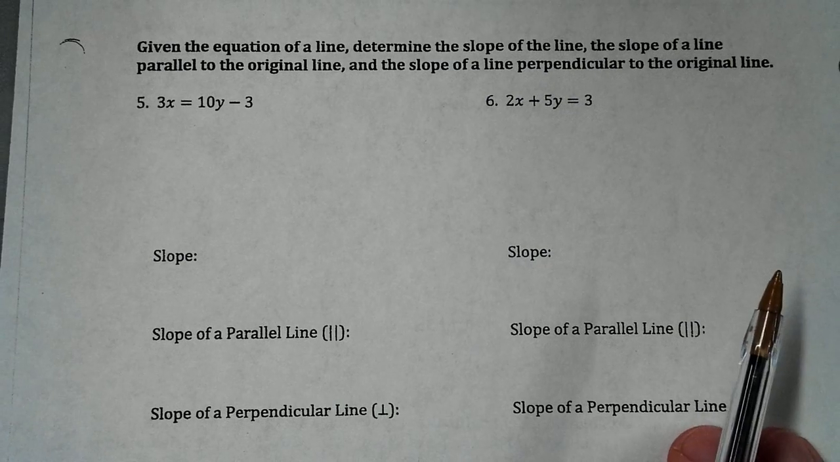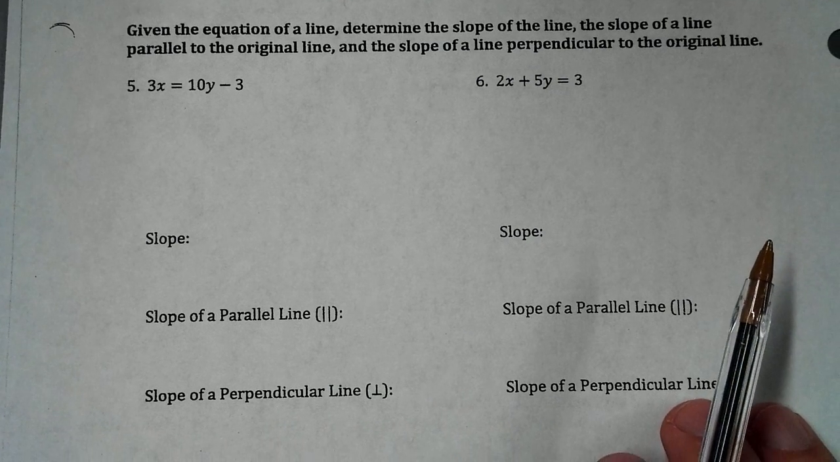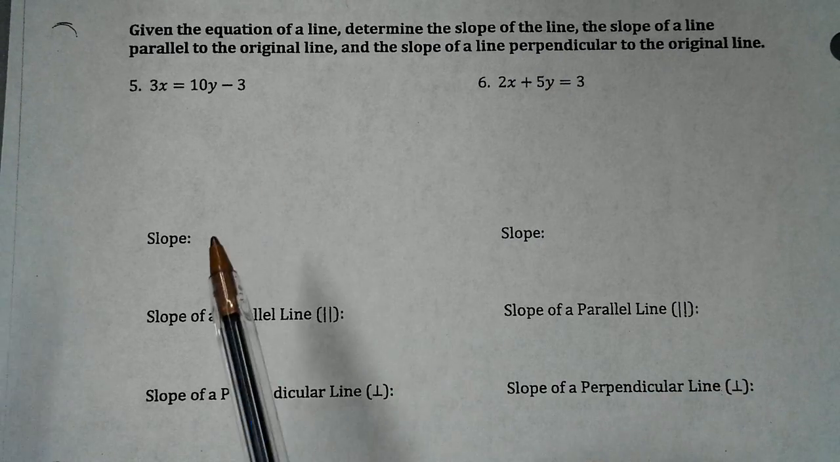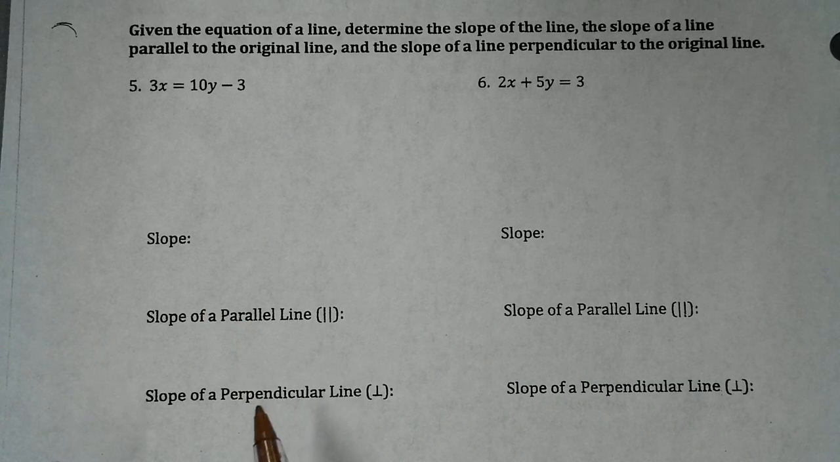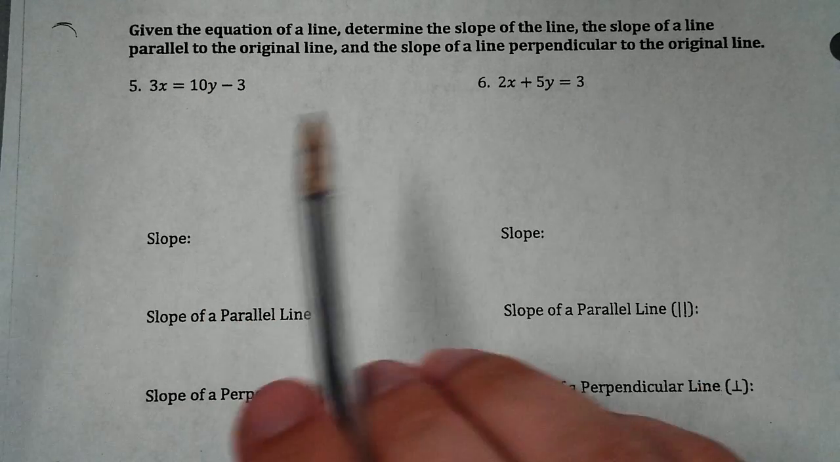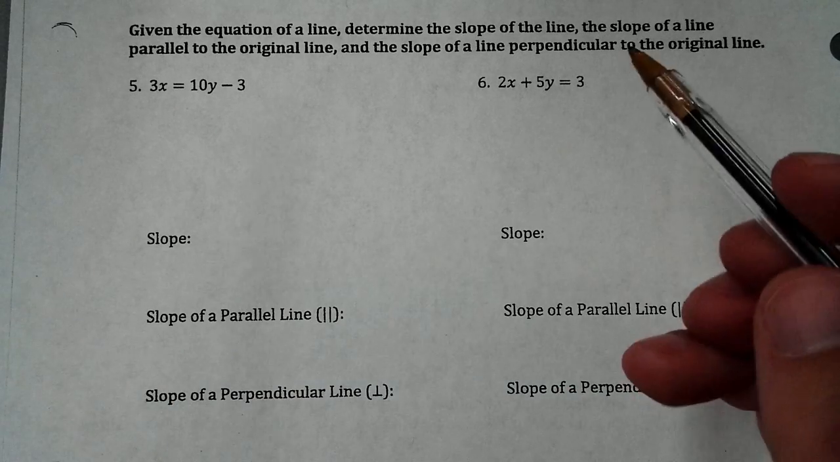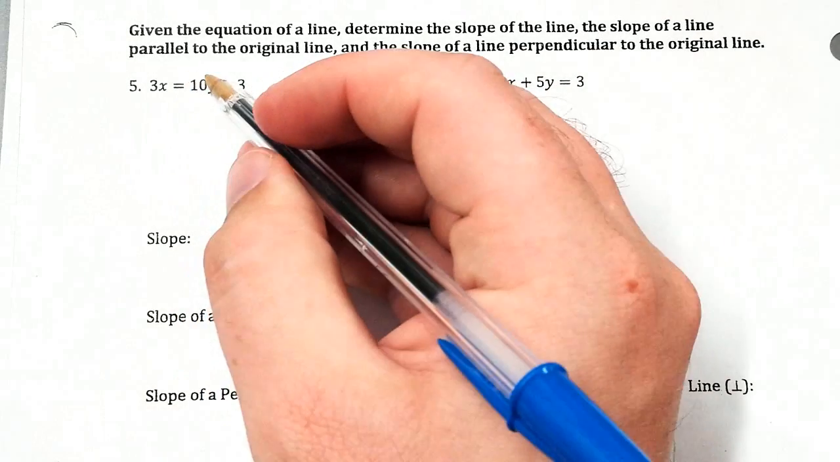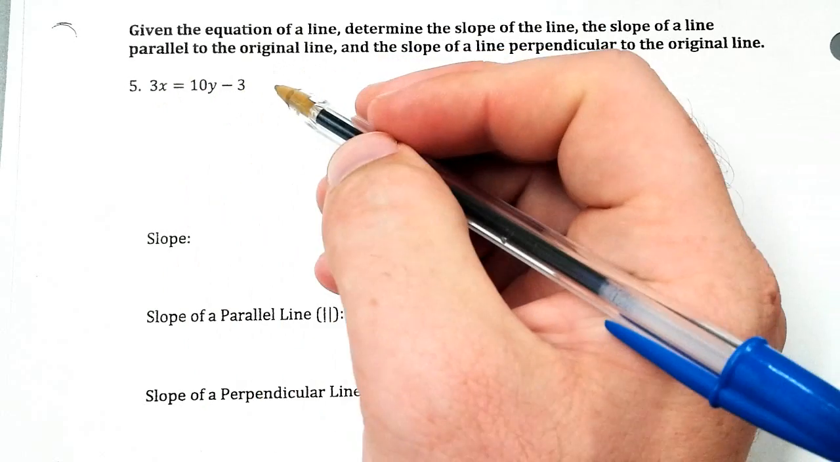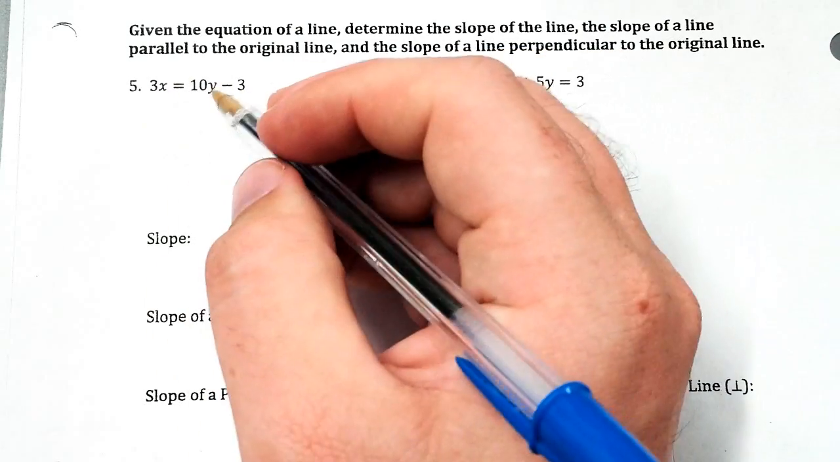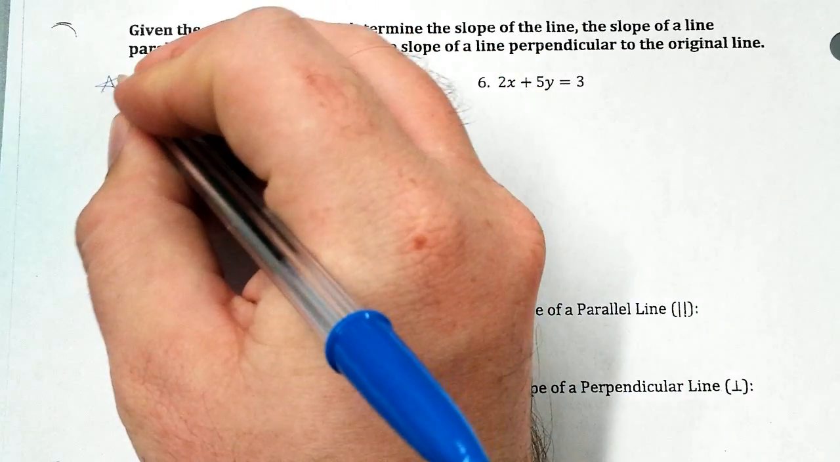Okay, flip over to the back. We've got a few more. Once again, we need to find the slope of a line parallel and slope of a line perpendicular, but these are not in y equals. They're in standard form. So first we have to change it. Now this one, a little bit tricky. We got x by itself, we got y over here. So you're going to have to think about it.